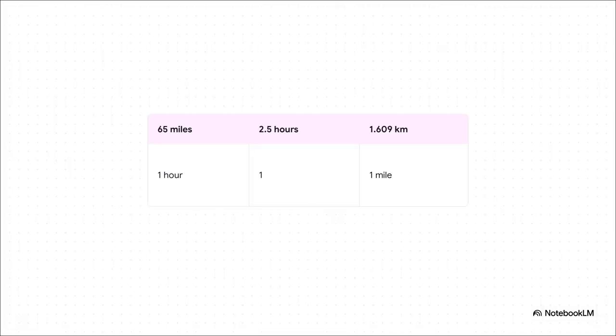So here's what that looks like in practice. We're starting with 65 miles per hour. First, we need to get rid of hours, so we set up a fraction with hours on top. See that? The hours on the bottom cancel with the hours on top. Gone. Next, we want to get rid of miles. So we set up our next fraction with miles on the bottom. And just like that, the miles cancel. The only unit left standing is kilometers, which is exactly what we wanted. All that's left is to multiply and divide the numbers.